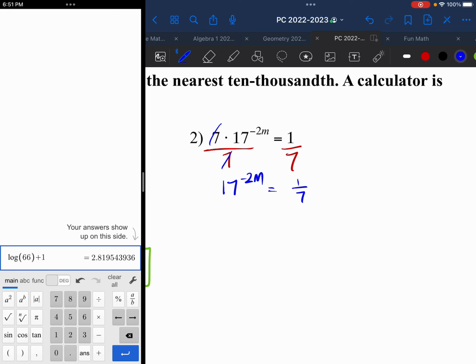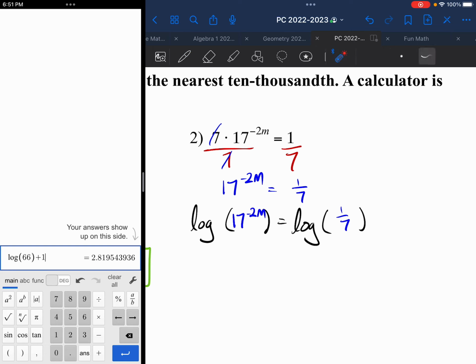All right, from here, it is time to take the log of both sides. It's time to free Rapunzel, free this exponent to go down here. So I'm going to take the logarithm of both sides. I'm going to take the log of this side and make it equal to the log of this side. What was originally in here, we had a 1/7 over here on the right and 17 to the power of negative 2m on the left.